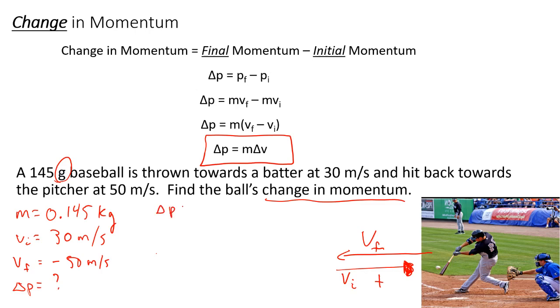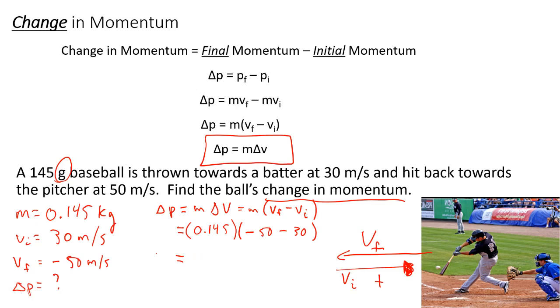Okay, so my formula that I'll use is delta P is equal to M delta V, where my mass is 0.145 kilograms. My delta V is my final velocity minus my initial velocity. So final is negative 50 minus my initial, which is 30. And we do have to be tricky with signs in here. So you just have to be mindful of your signs.